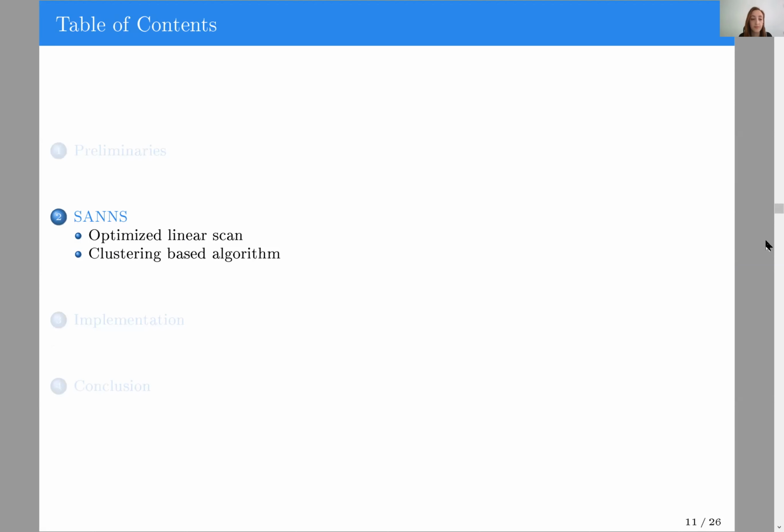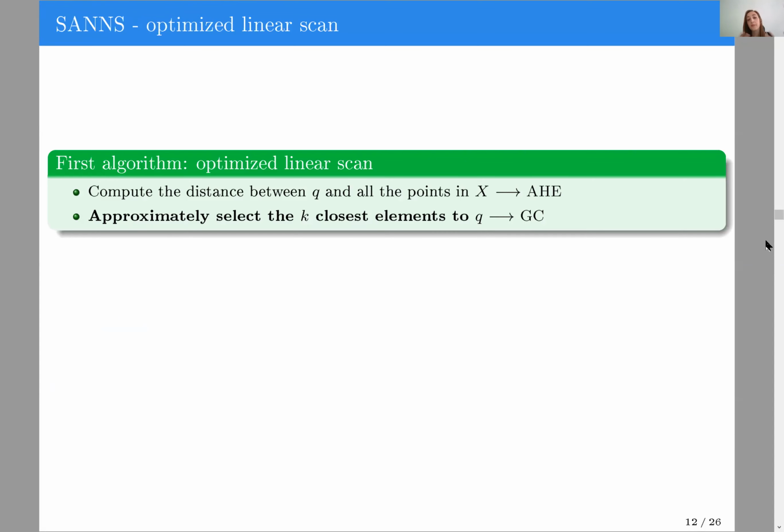So as I said, I will present SANNS, the two contributions of SANNS. The first one is an optimized linear scan. Very similar to previous techniques for linear scan, what we're going to do is compute the distance between the query and all the points in the dataset. This computation, as before, is going to be done using additive homomorphic encryption, in our case the BFV scheme.